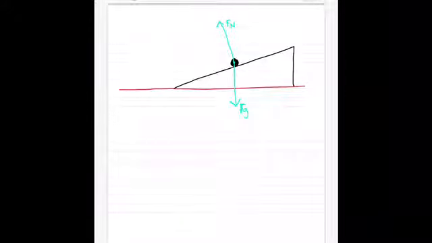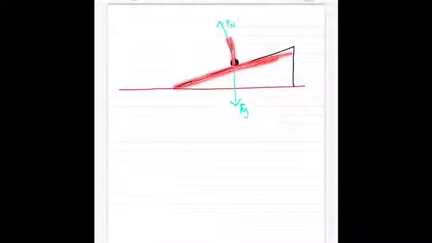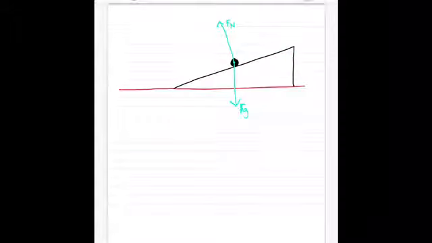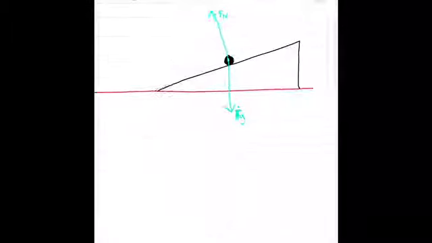So there it is. Here's my surface. There's my surface. There's normal force. It is perpendicular. All right, now let's do the X and Y components. If you are on an inclined plane, you will have X and Y components.